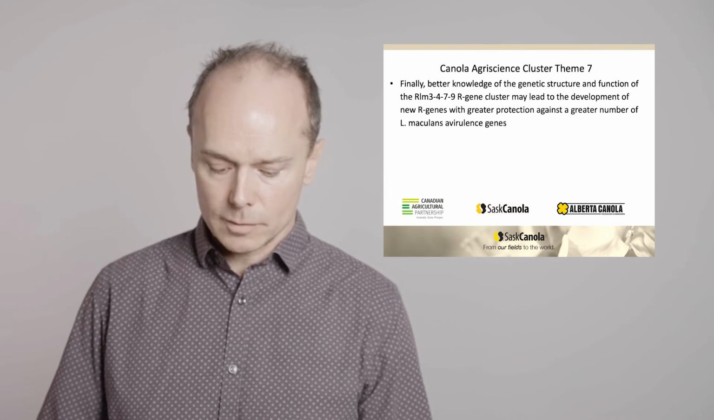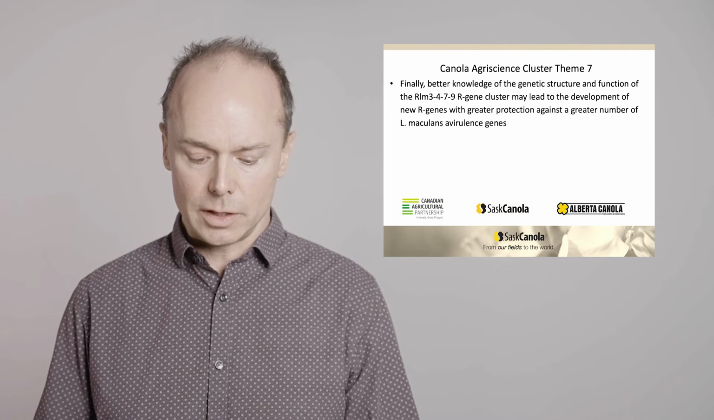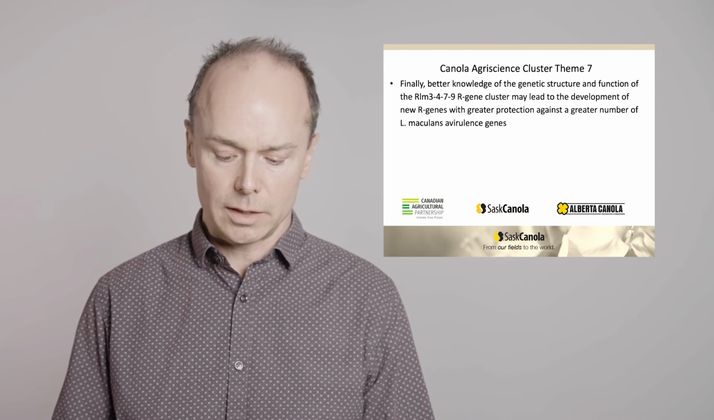And finally, genes within the RLM 3479 R gene cluster are being cloned to study the genetics of the interaction with avirulence genes. And this may lead to better R genes being developed in the future and possibly creation of new R genes that can detect new blackleg races that evolve.